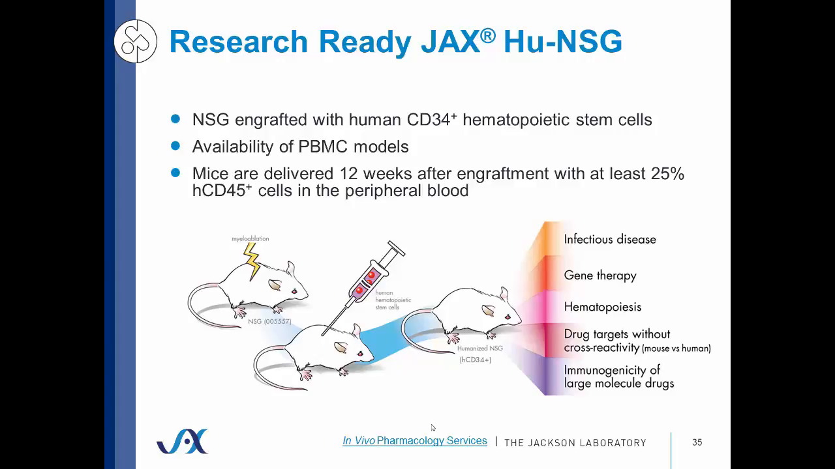So we have NSG mice engrafted with human CD34 hematopoietic stem cells. We do have the ability to create the peripheral blood mononuclear cell models, and we can create those upon your request. The humanized mice that we are creating are delivered 12 weeks post-engraftment, and these mice are validated for engraftment and have at least 25% donor human CD45 cells in their peripheral blood.